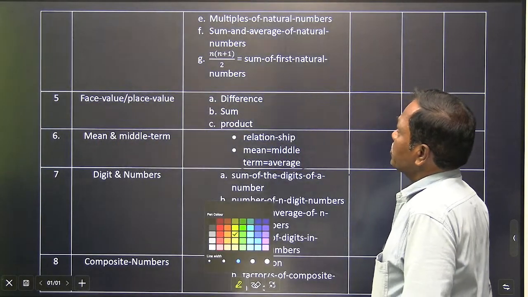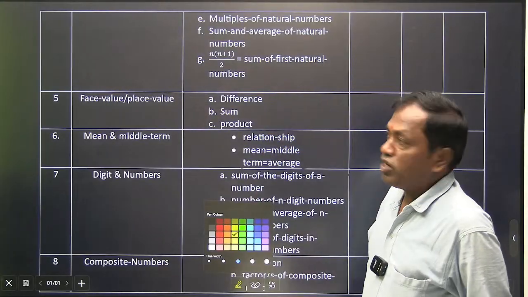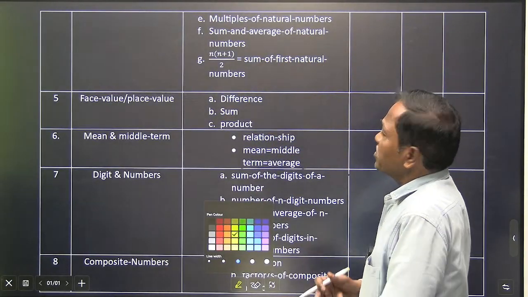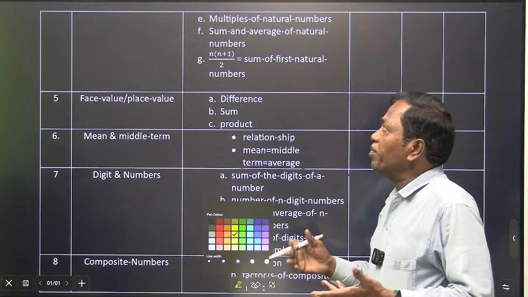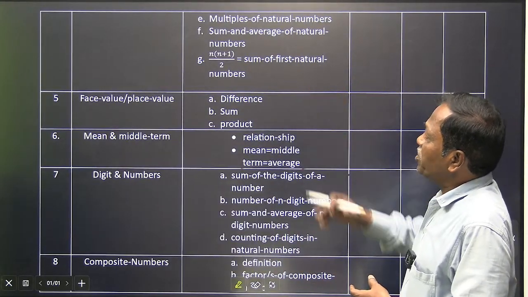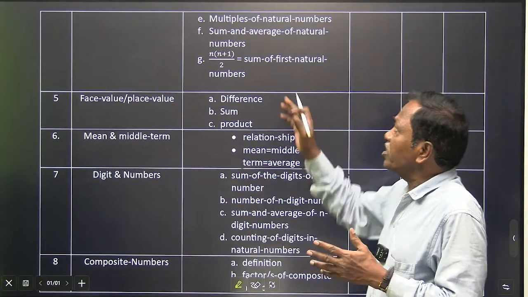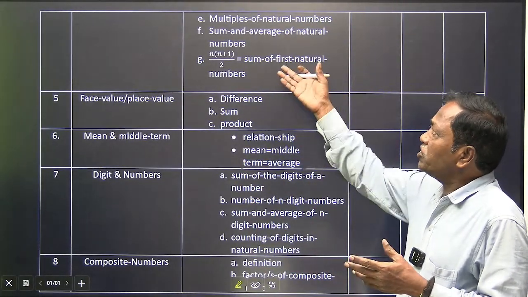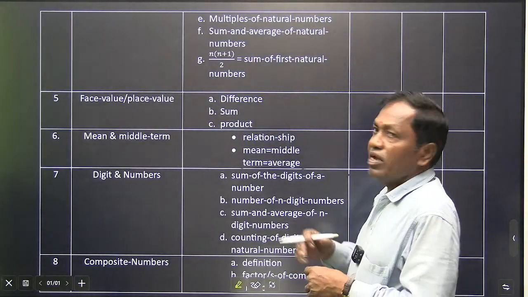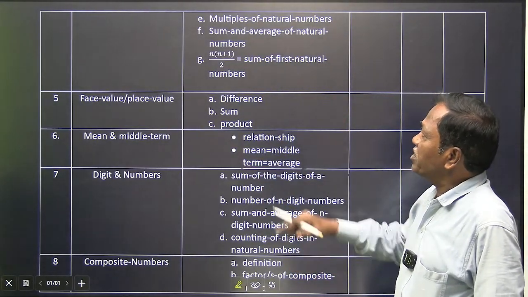Now, multiples of natural numbers. Multiples of natural numbers are like multiplication, like a table. Sum and average of natural numbers. We have to find the sum. Questions will come here. 4 to 5 questions will come from this particular topic only. And sum of first consecutive natural numbers.